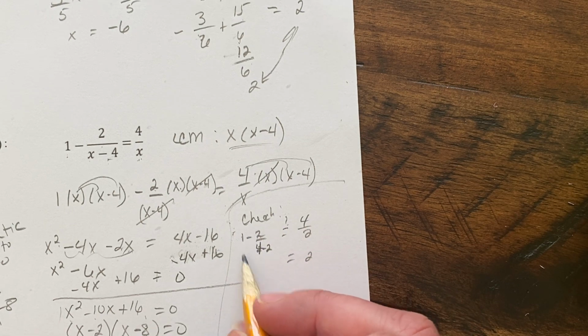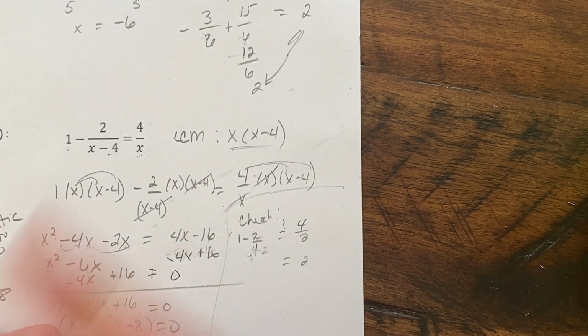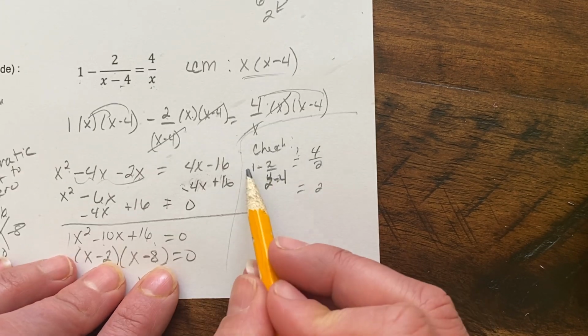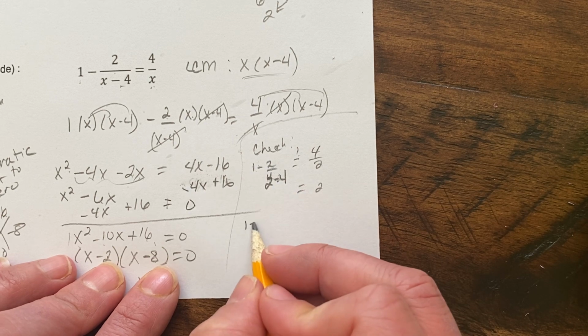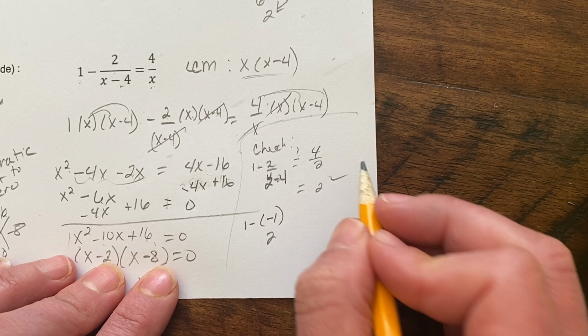Okay, just finish that out. I wrote this backwards, that's fine. So, there we go. All right, so it's going to give you negative 1. 1 minus negative 1 is 2, so that one checks.